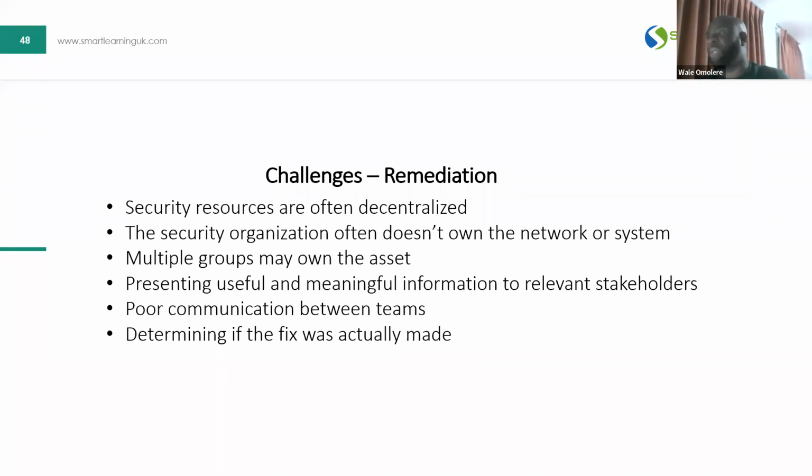Poor communication between teams, absolutely. There might be a communication gap between you and the IT team. Don't forget that the IT team is usually responsible for fixing the vulnerability. But if the communication between both of you is poor, that could be a major challenge as well. Determining if a fix was actually made is also a big challenge.